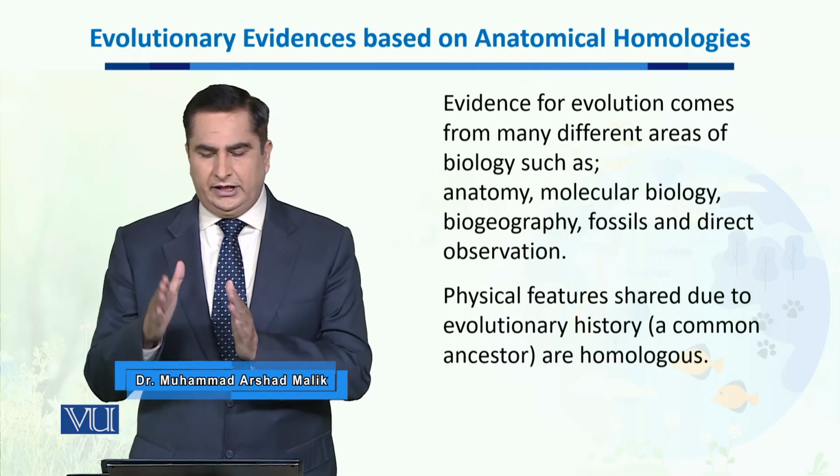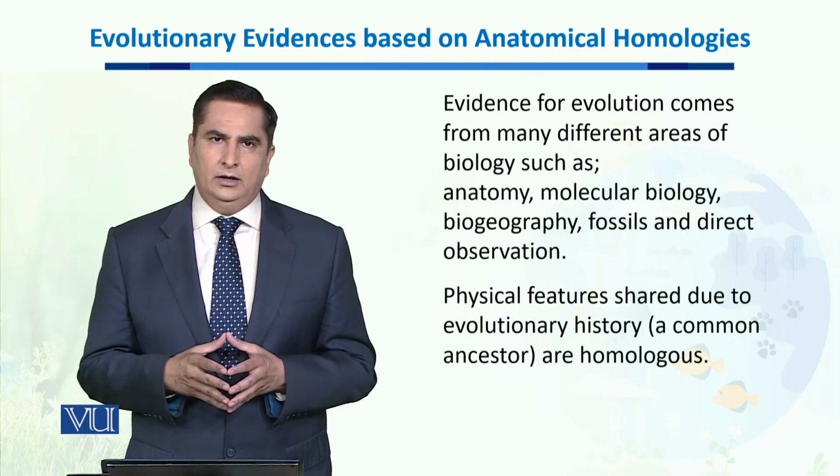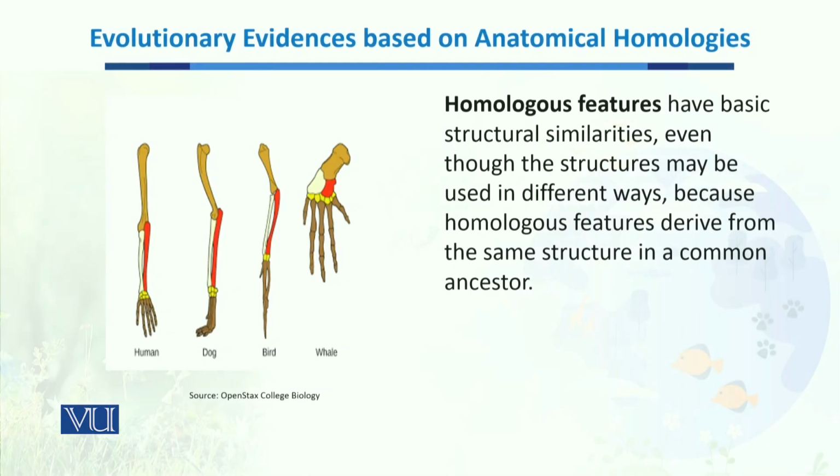Physical features shared due to evolutionary history are known as homologous features. Now, homologous features have basic structural similarities, even though the structure may be used in different ways, but internally they are the same because homologous features derive from the same structure in a common ancestor.